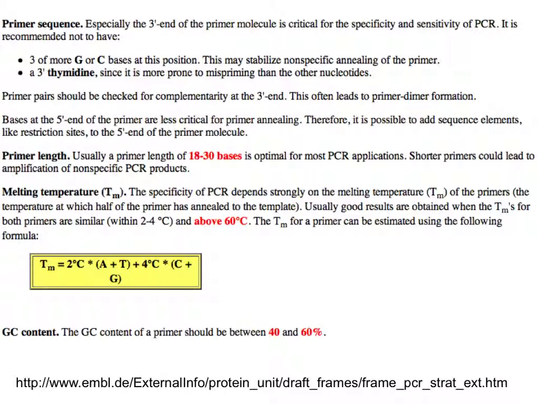The TM, or melting temperature, is important because the specificity of PCR depends on it. Usually good results are obtained with TMs above 60 degrees. The TM for a primer can be estimated using the following formula: 2 degrees times the number of AT plus 4 degrees times the number of GC. And the GC content of a primer should be at least 40 to 60%.